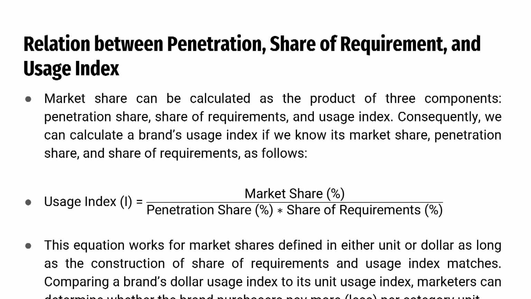Now, as we have this equation in place, we can derive one metric from another. So, usage index can be calculated as market share divided by penetration share multiplied by share of requirement. This equation works for market share defined in either units or dollars as long as the construction of the share of requirements and usage index matches. There cannot be a situation where you are measuring one metric in terms of dollars and another metric in terms of units, then this equation will not work. All the metrics have to be consistently measured either in terms of dollars or in terms of units.